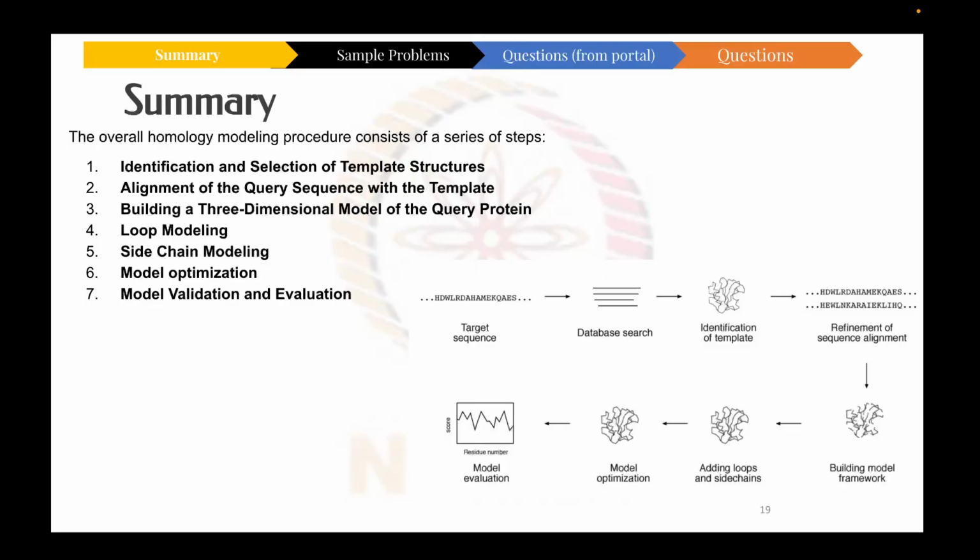In addition to energy minimization, other optimization techniques such as MD simulation or Monte Carlo simulations can also be used. After the 3D model of a query protein has been built, it is essential to validate and evaluate its quality to ensure that it's biologically relevant and can be used for further studies.